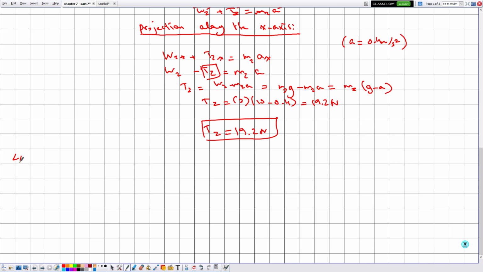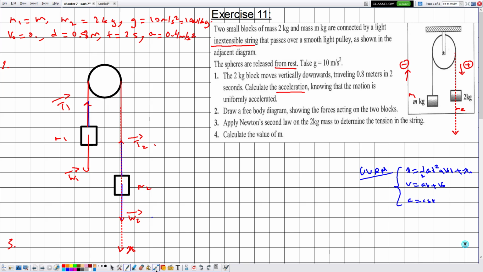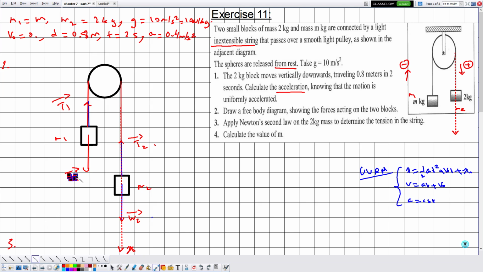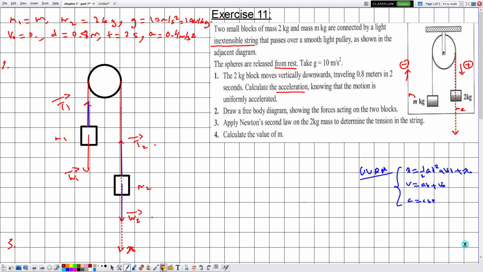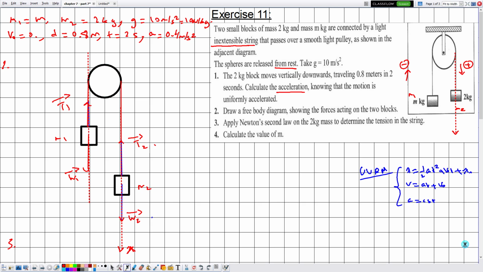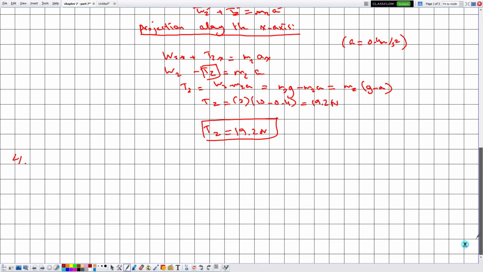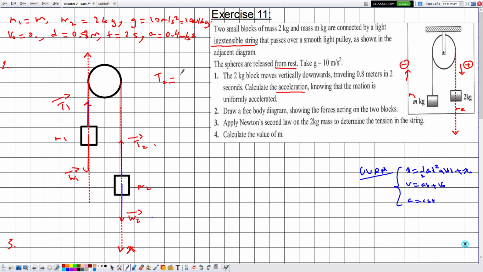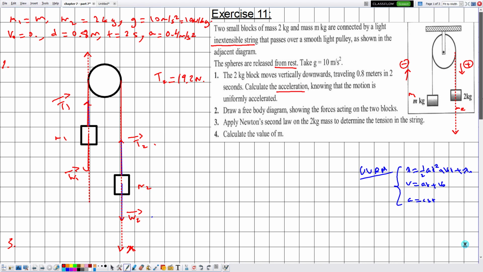we are in part 4. So let's consider an axis here. Notice that because M is moving upward, we'll consider the positive direction of the x-axis to be upward and not downward, like this. So here we have that T2 is equal to 19.2 newtons. And let me proceed with this part here.